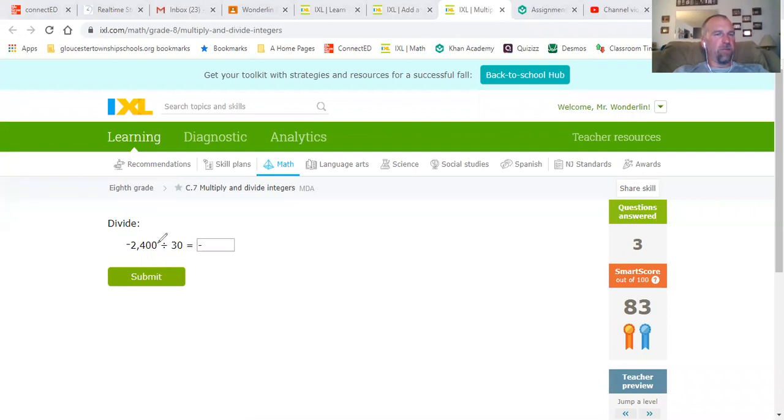So, do you know the rule with the zeros? Since there's 1 zero here, you can cross out one of these zeros here. And now it's just 240 divided by 3. Well, 240 divided by 3, 24 divided by 3 is 8. And I got one more 0 to put on there, negative 80.